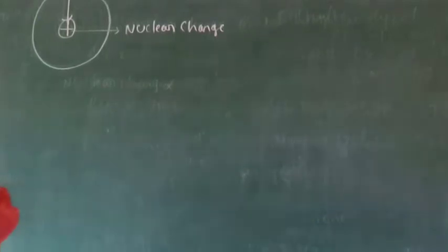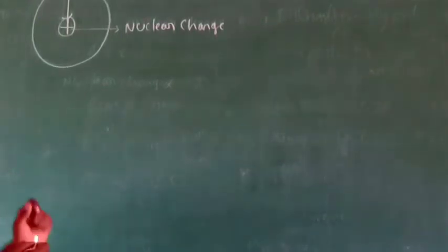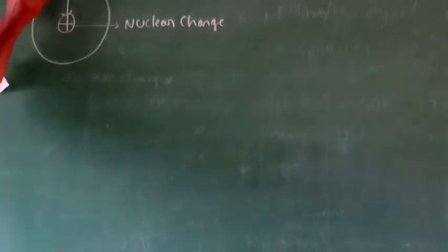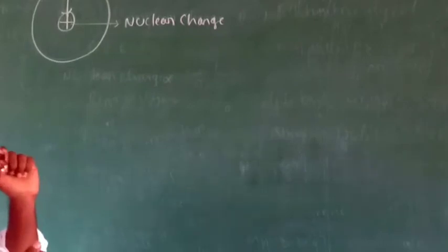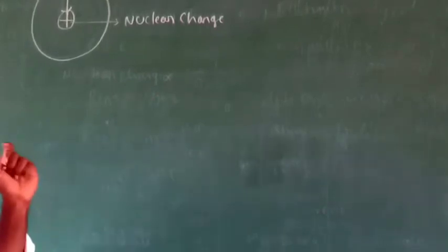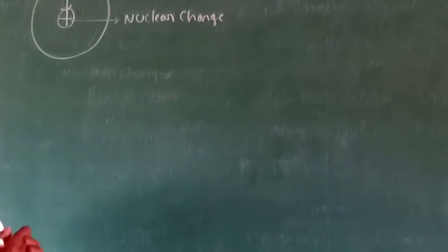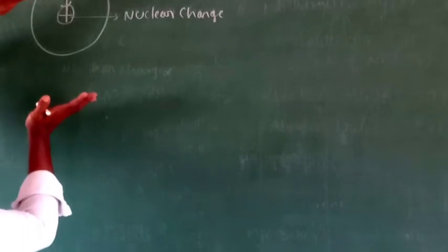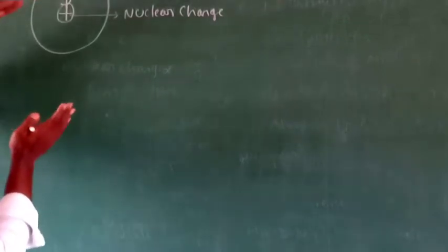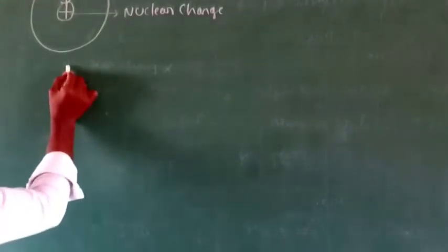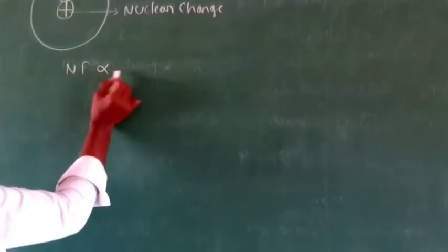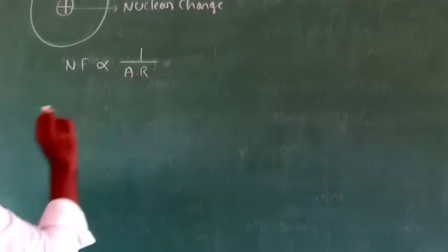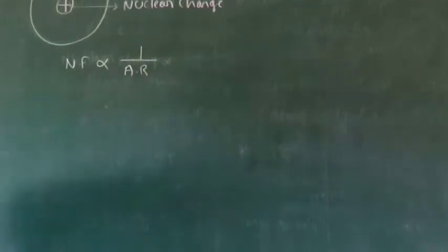Okay, if we observe generally, as the nuclear force of attraction increases, the nucleus pulls the electrons towards itself. That means electrons are pulled by the nucleus strongly. When electrons are pulled by the nucleus, the size of the atom gets reduced. So here, as the nuclear force increases, atomic size or atomic radius gets reduced. So both are inversely proportional.